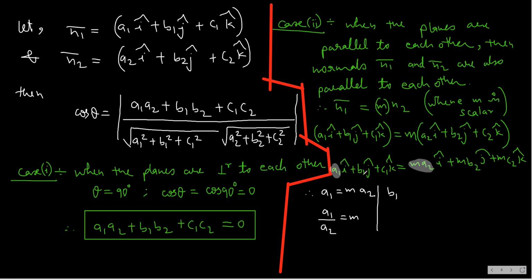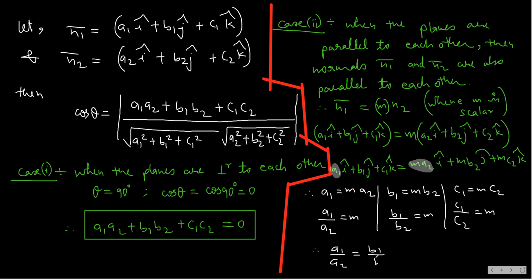Similarly, B1 J cap, so B1 is equal to M B2. So I have B1 upon B2 equals M, and C1 is equal to M C2. So I have C1 upon C2 equals M. Therefore, A1 upon A2 equals B1 upon B2 equals C1 upon C2. Because all are equal to M, this is the condition for parallel planes.